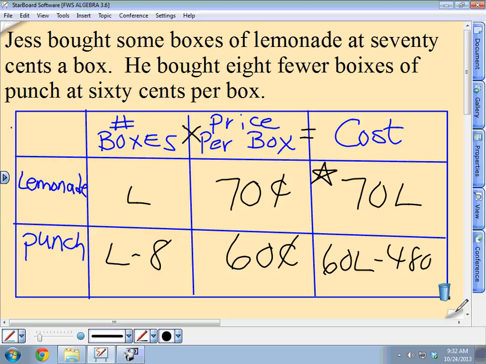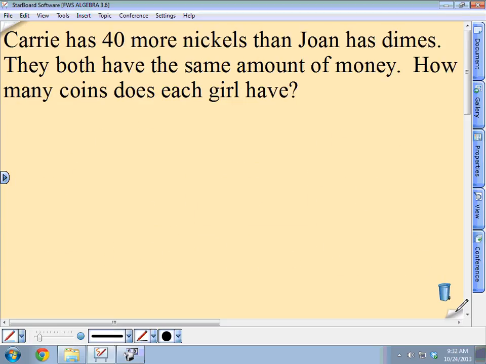All right. Let's see. Carrie has 40 more nickels than Joan has dimes. They both have the same amount of money. How many coins does each girl have? Now notice that not only do we have to set up a chart to help solve this, it asks us to solve something. It says, how many coins does each girl have? So let's set up a chart.